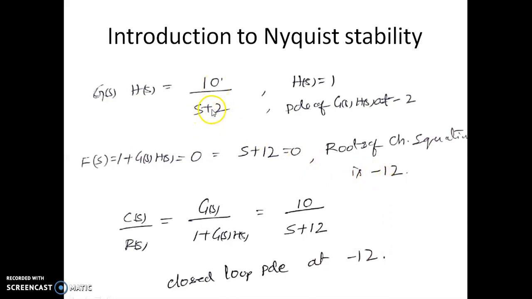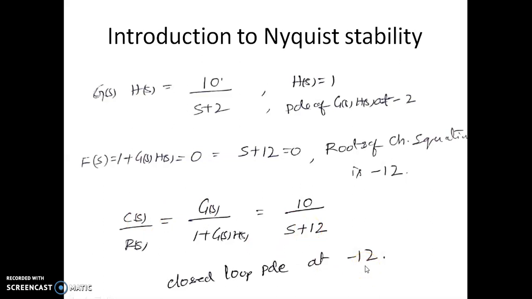So we have the open loop pole at minus 2, and the root of the characteristic equation at minus 12. If you consider the closed loop transfer function, C(s) by R(s), which is given by G(s) by 1 plus G(s)H(s), this reduces to 10 divided by s plus 12. Now the pole position is at minus 12, and you don't have a finite zero here. So we have a closed loop pole at minus 12.